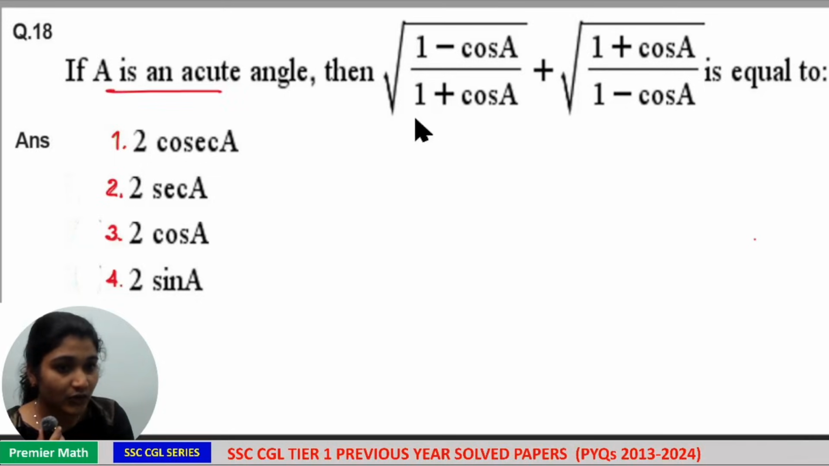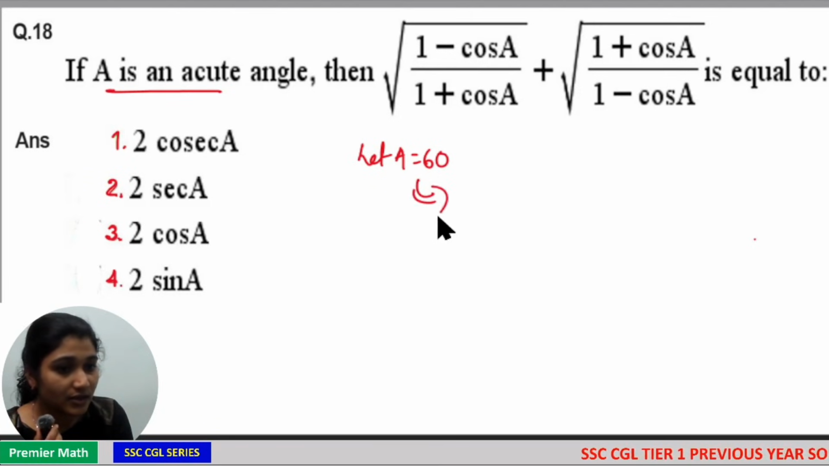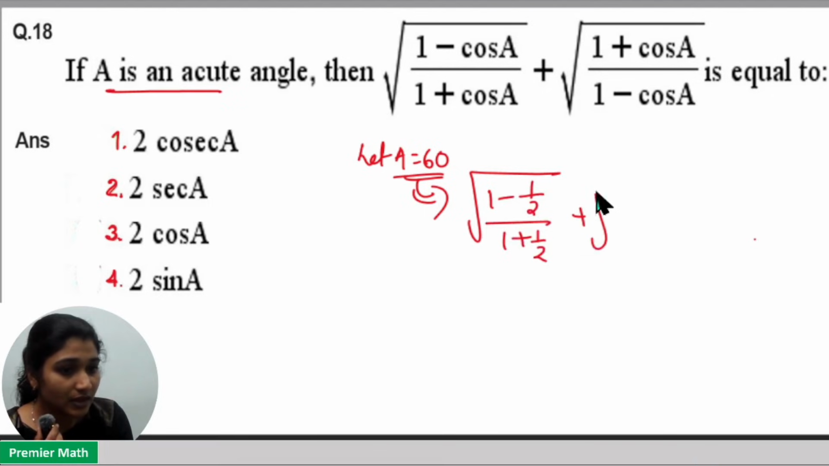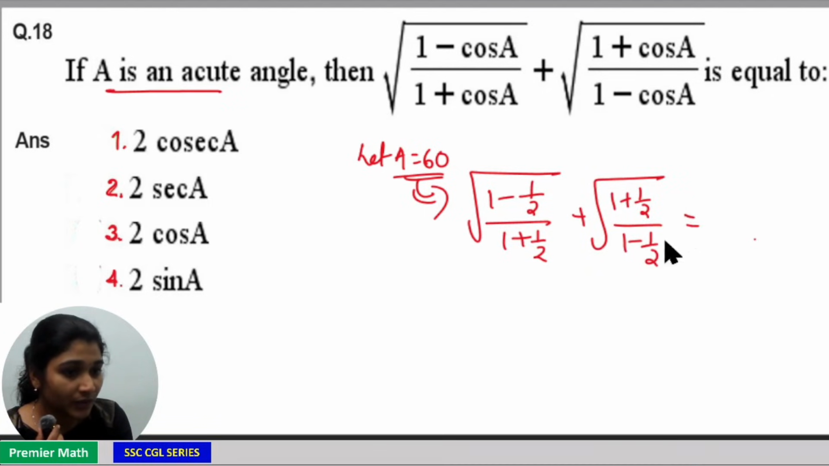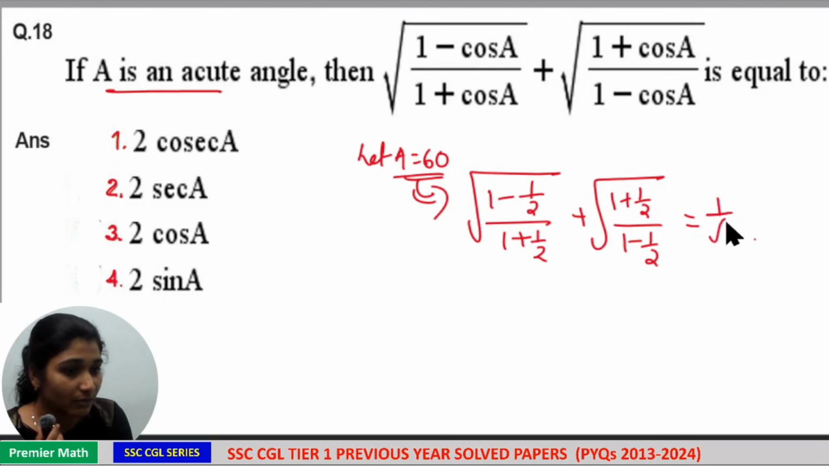If A is an acute angle, then the value of the following is... let us consider A as 60 degrees, because cos 60 is 1 by 2, then it is easy for me to find the answer. If A is equal to 60 degrees, then this expression will become root of (1 minus 1 by 2) divided by (1 plus 1 by 2), plus the inverse of this, (1 plus 1 by 2) divided by (1 minus 1 by 2). 1 minus 1 by 2 is 1 by 2 and 1 plus 1 by 2 is 3 by 2. 1 by 2 divided by 3 by 2 means the 2s cancel. So 1 by 3. Root 1 by 3 means 1 by root 3.